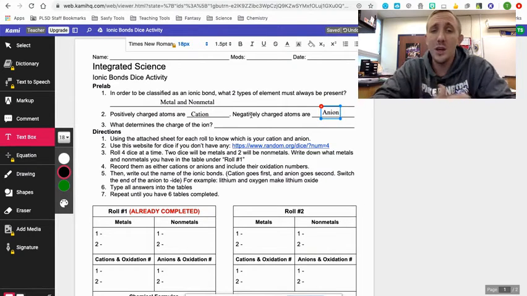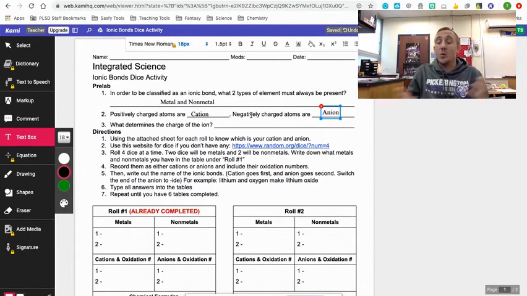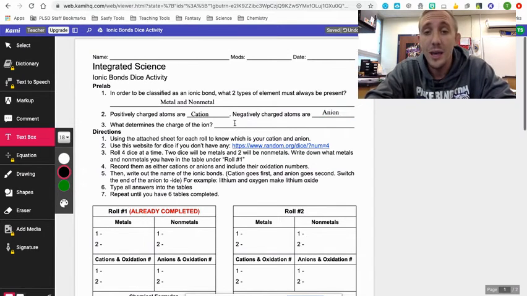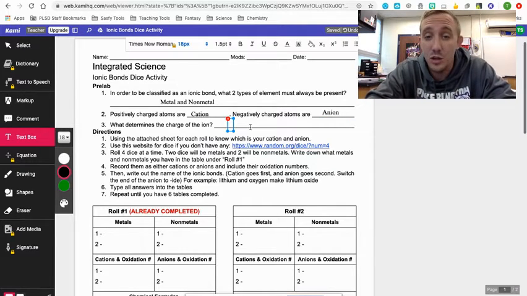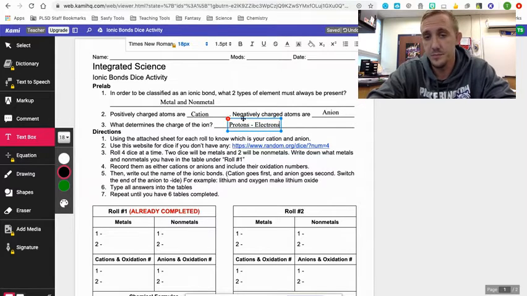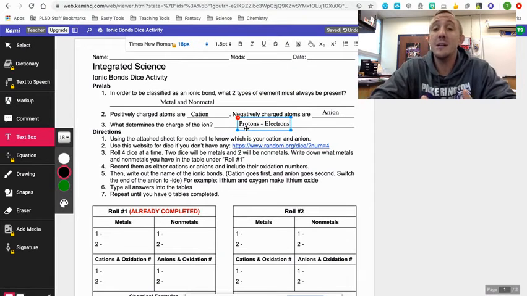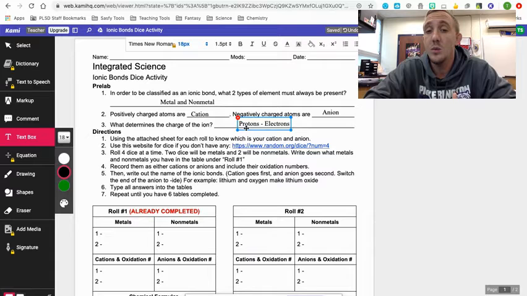What determines the charge of an ion? Think about it: what subatomic particles have charges? The way we find the charge of an ion is protons minus electrons. If an atom is neutral and has equal protons and electrons, any number minus itself is 0. If I have more electrons, it's going to be more negative. More protons, it's going to be positive.